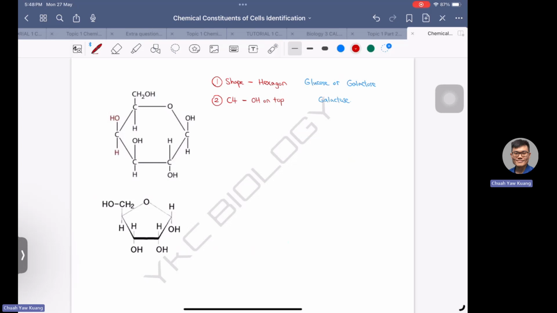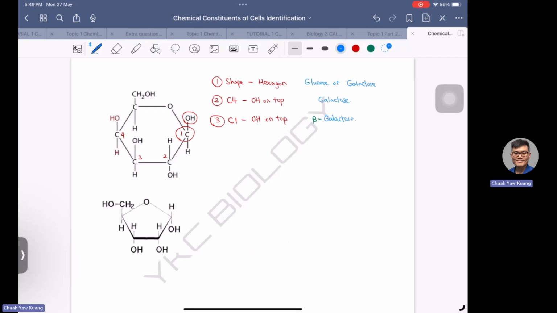Okay, then next we continue with step number 3. Step number 3 is we will look at carbon number 1. This is carbon number 4, because when we count, it is always from here, carbon number 1, carbon number 2, carbon number 3, carbon number 4. So now we will look at carbon number 1. At carbon number 1, we see that OH is on top. So if OH is on top, then this must be a beta. So that's why it is a beta galactose.